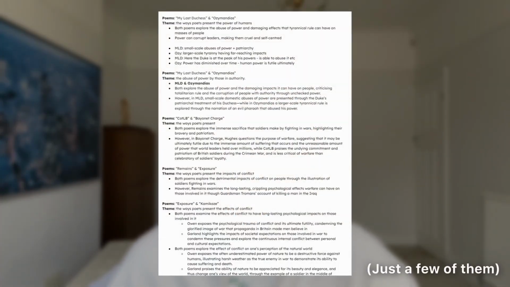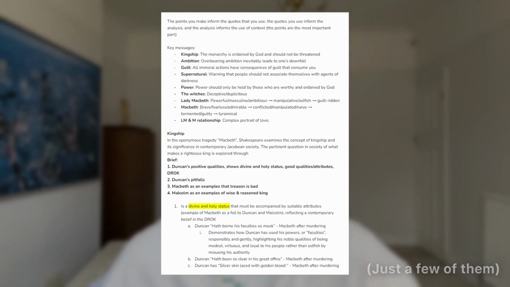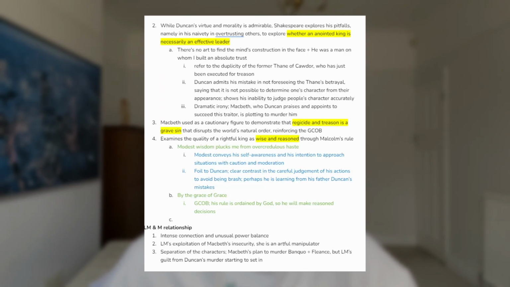I'll put some screenshots or screen recordings of the plans that I made, but I made a ton for the novels, the plays, the poems, because the annoying thing about English literature is that there are so many possible questions that could come up, and for any given question you need to be prepared to basically just plan very quickly and just start writing, having quotes, having points that make sense.